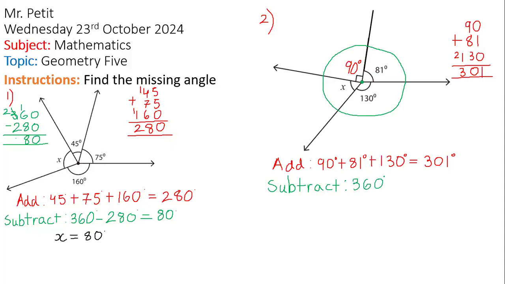360 degrees minus 301. Anyone got a final answer? What y'all got? 59 degrees. 59. So 360 minus 301 is 59 degrees.